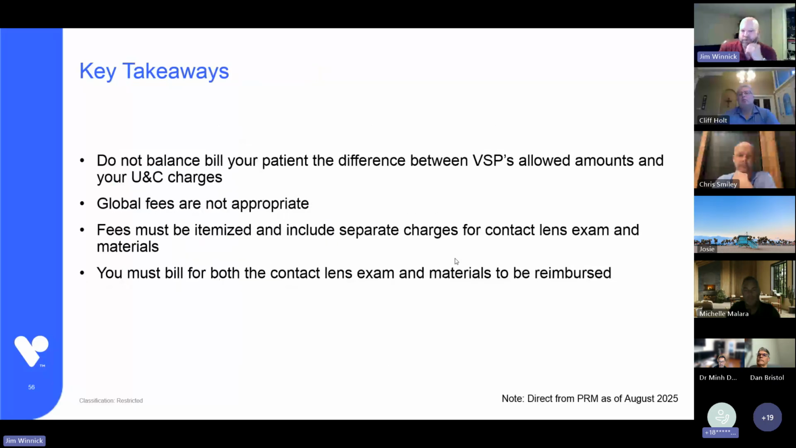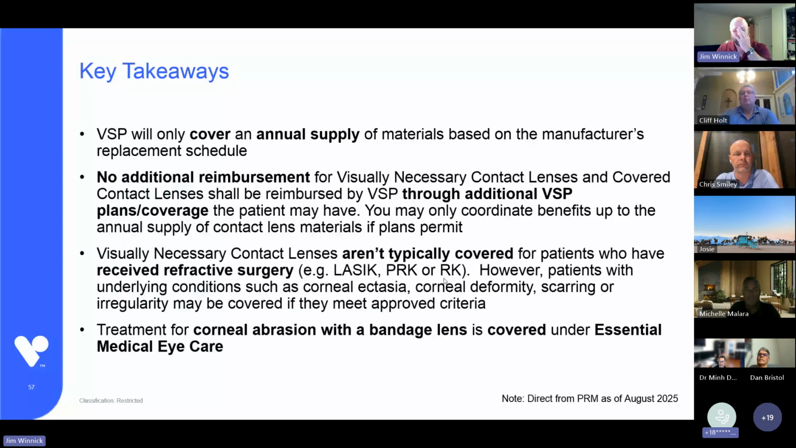Other key takeaways: there's no balance billing, just like covered contact lenses. You fall under the maximums. You can't use global fees. You have to separate line items, your contact lens exam and material fees, and you must bill for both to be reimbursed. You can't have somebody say they want a fitting only. VSP will only cover an annual supply. So if you have a maximum allowance, you can't bill for more than an annual supply of lenses just because there's more money allowed in the allowance. There's no additional reimbursement through any other VSP plan coverages.